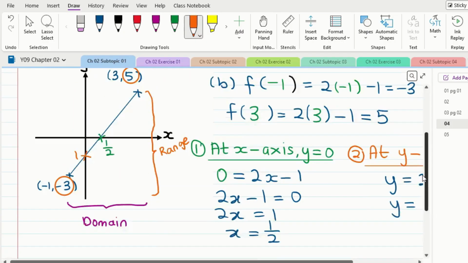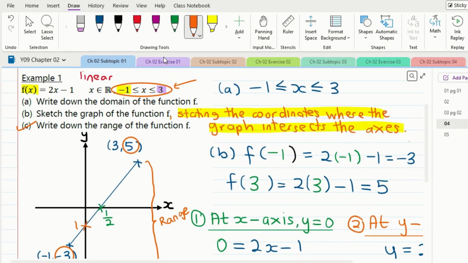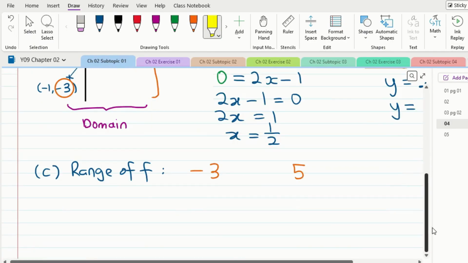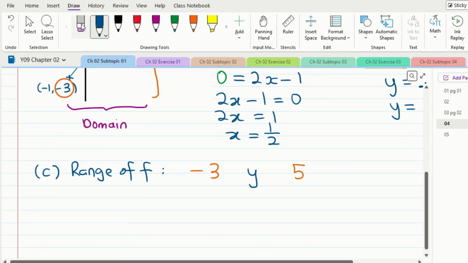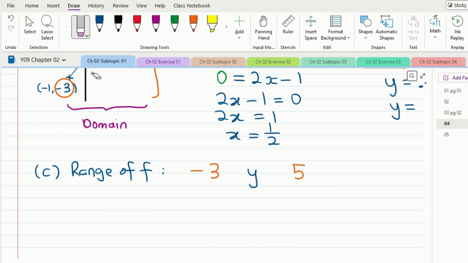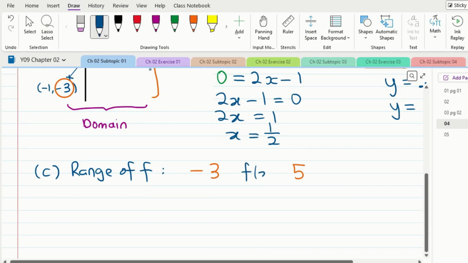And then since your domain is written in this form above, your range is also going to be written in the form above. Similar form, but for the subject of the range, you can actually use y because that's the y value. But in order to be more specific, you have to use the notation of your function, which is f(x), or you can leave the letter f also.